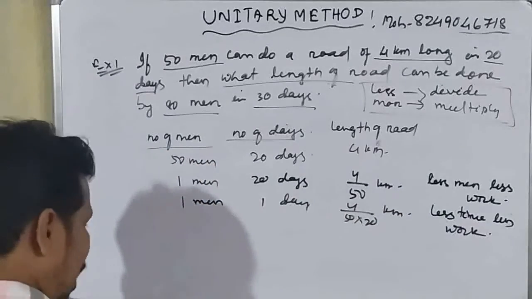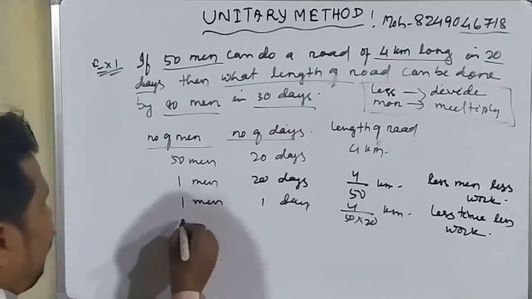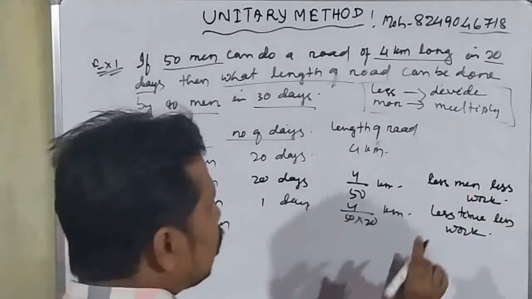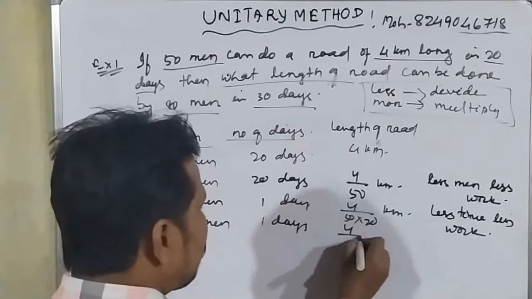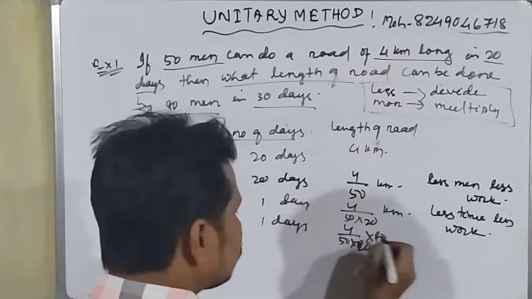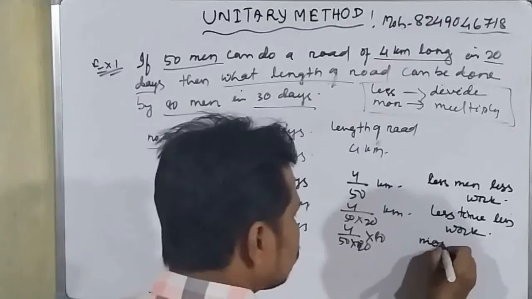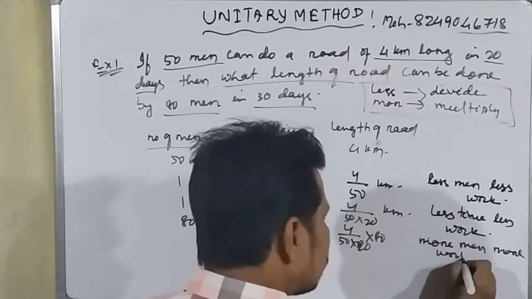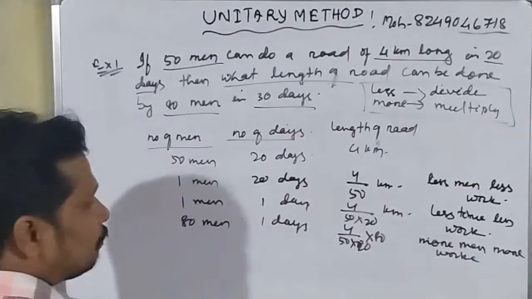Now here we have to find out for 80 men and in 30 days. So 80 men. What will the result be? More men, so more work. So we can write that 80 men, 1 day, 4 by 50 into 20 into 80. Because we have multiplied here. Why multiplied? Because more men, more work. So for getting more, we have to multiply. So we have done multiplication here.